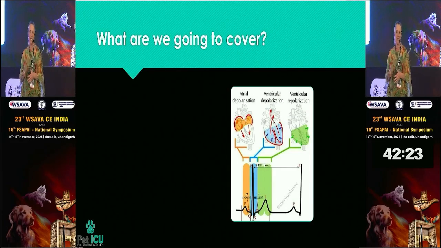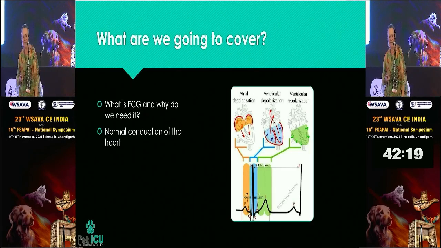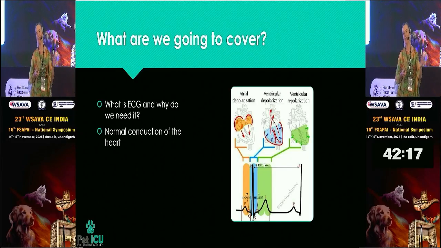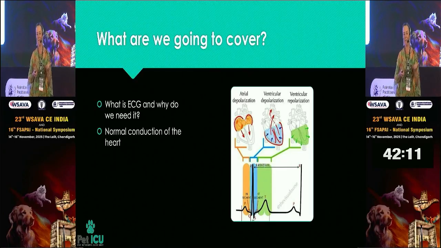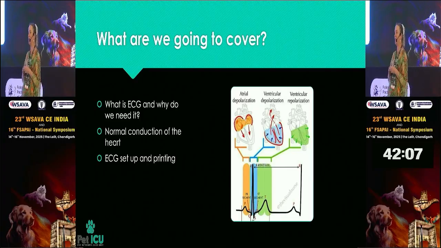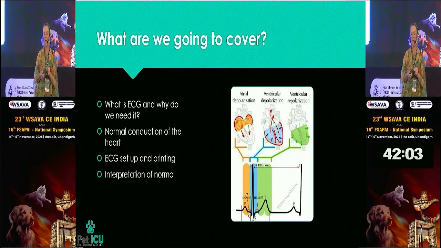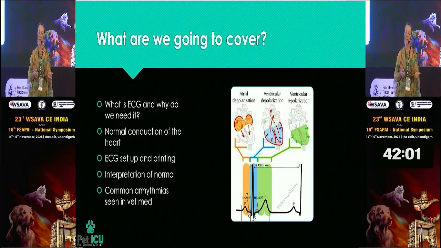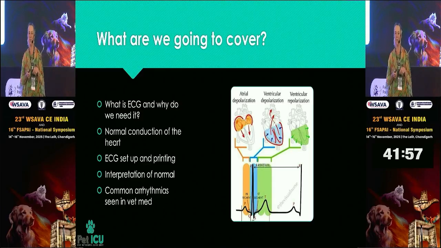So look, today we're going to cover what is an ECG and why do we need it? What is the normal conduction of the heart, so that we understand when it's not coming through the normal pathway, what's happening. How to set that ECG up and get a good printout so you can actually do some measurements and make some sense of it. Interpreting normal so that you then know what abnormal is. And I'll go through some of the more common arrhythmias we see when patients are critical.